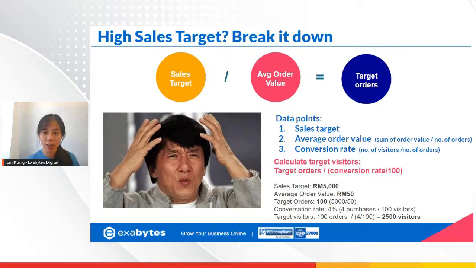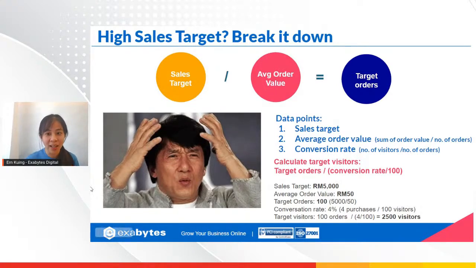And conversion rate, you calculate by dividing the number of orders by the number of visitors to your website. That will give you your conversion rate. So you use your target orders divided by conversion rate to calculate the target number of visitors that you need to bring onto your website. So there's a simple calculation down here.